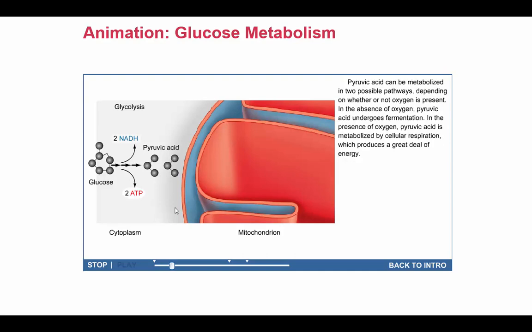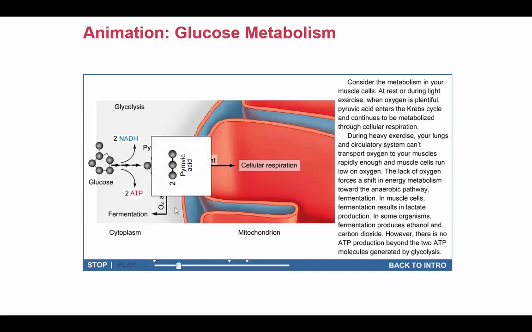Pyruvic acid can be metabolized in two possible pathways, depending upon whether or not oxygen is present. In the absence of oxygen, pyruvic acid undergoes fermentation. In the presence of oxygen, pyruvic acid is metabolized by cellular respiration, which produces a great deal of energy.